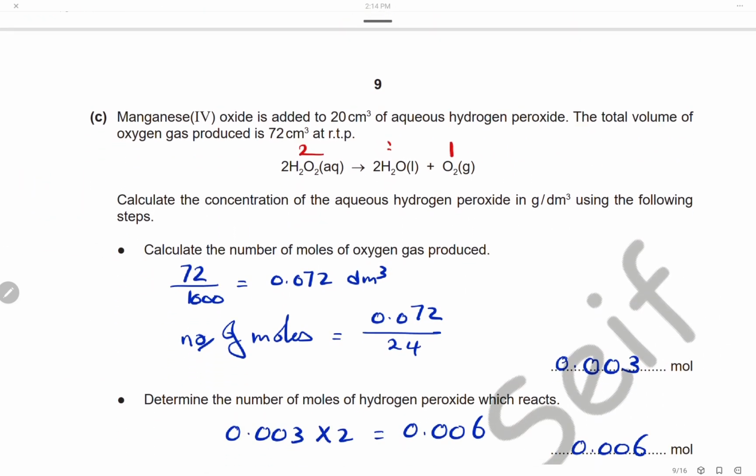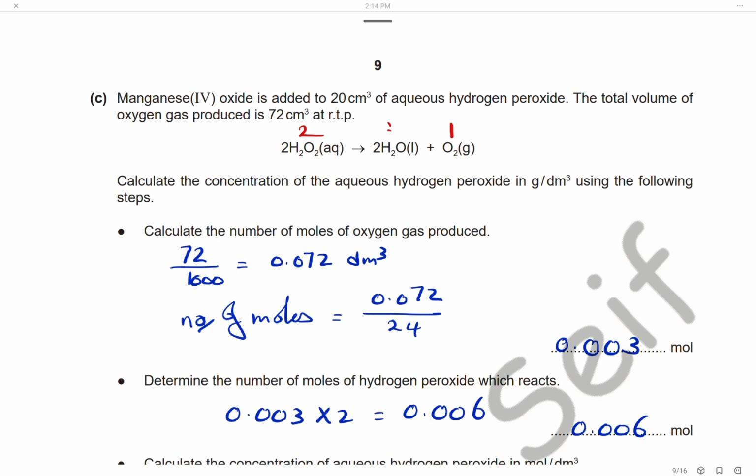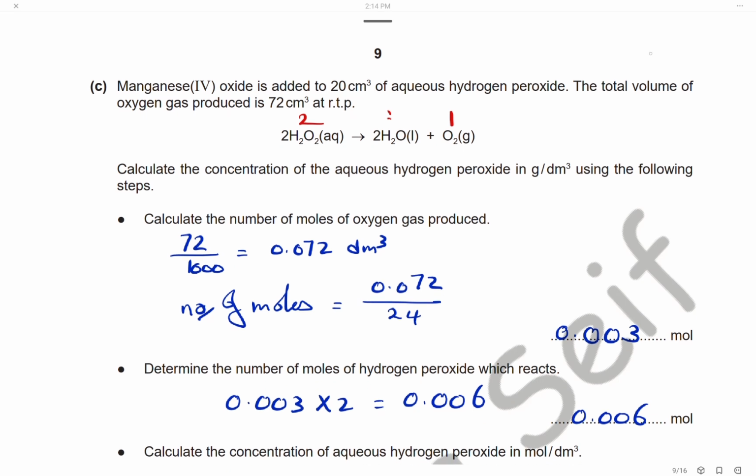C. Manganese oxide is added to 20 centimeter cube of aqueous hydrogen peroxide. The total volume of gas produced is 72 centimeter cube at room temperature and pressure. So we have 20 centimeter cube of aqueous hydrogen peroxide producing 72 centimeter cube of oxygen. Calculate the concentration of aqueous hydrogen peroxide in gram per decimeter cube using the following steps.